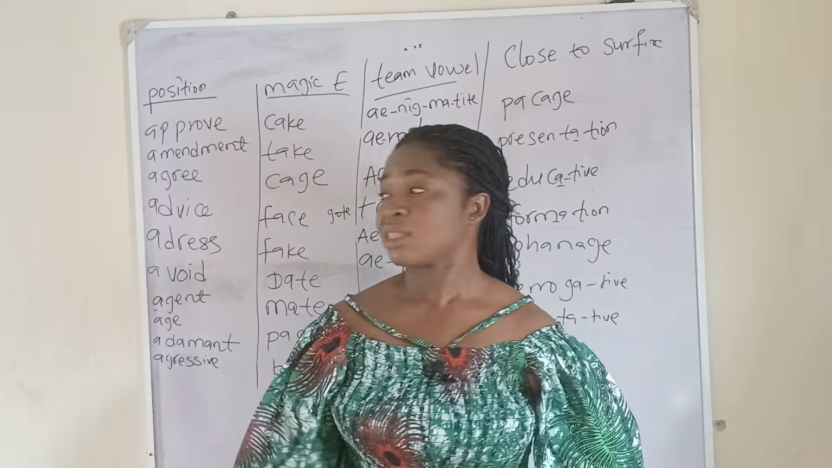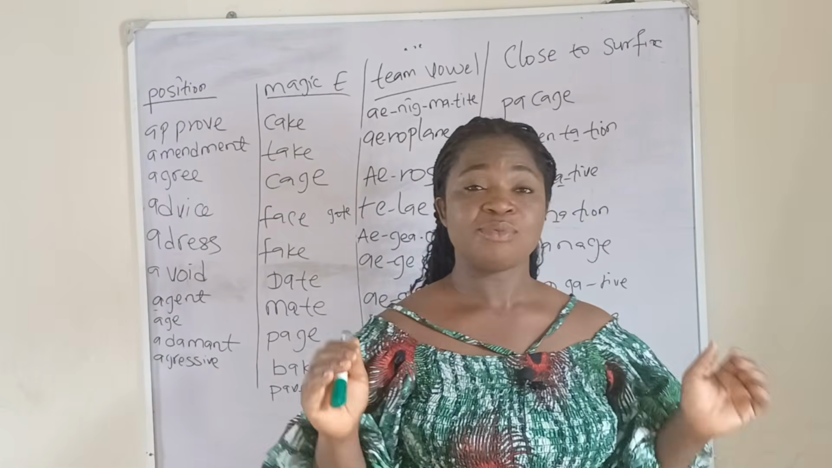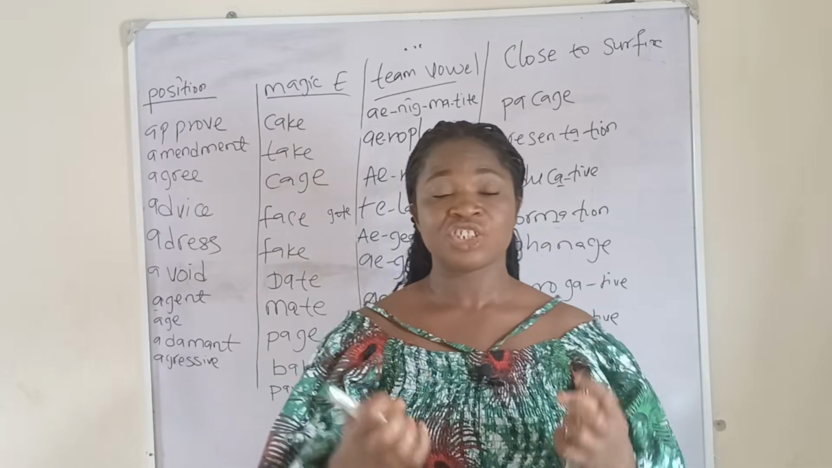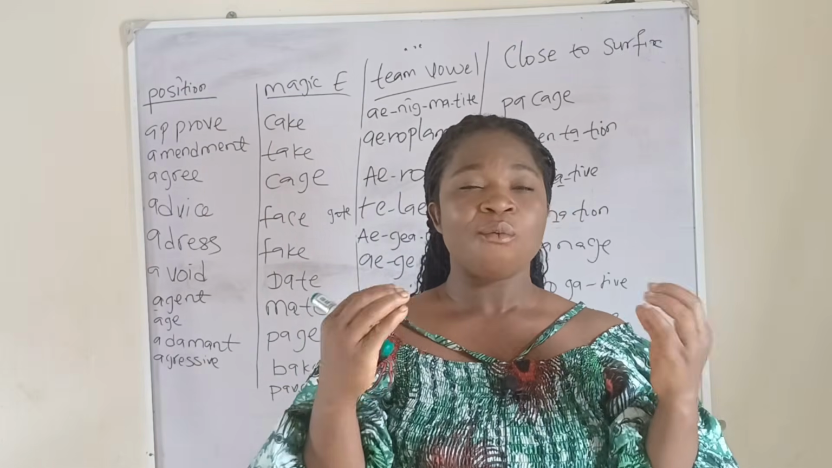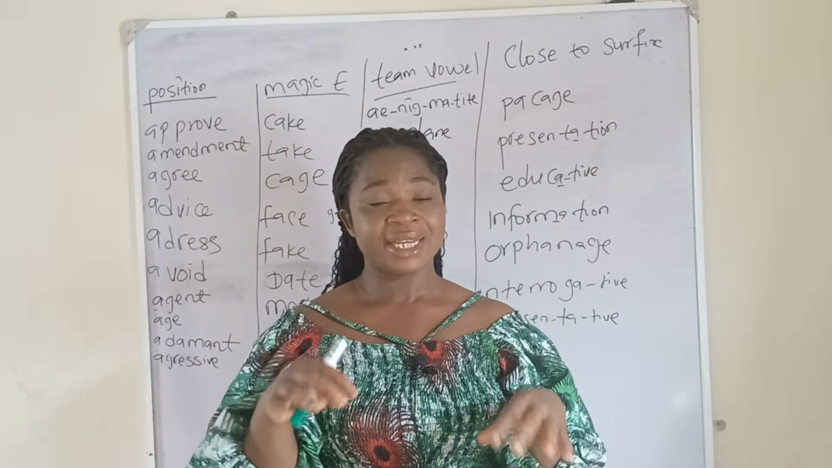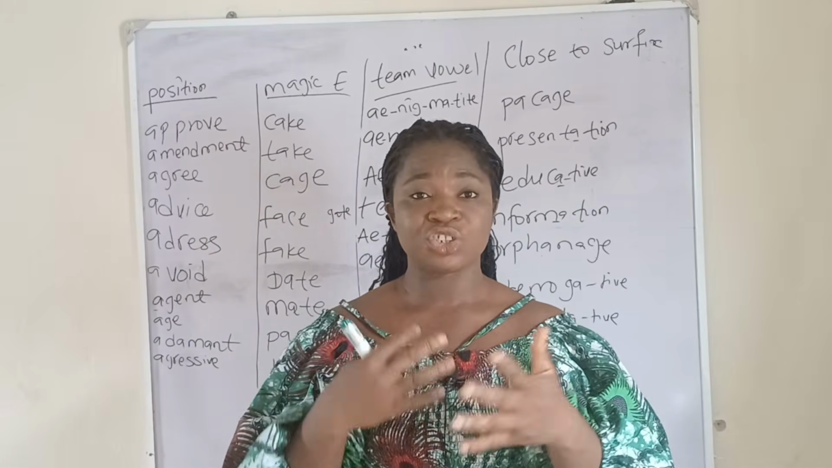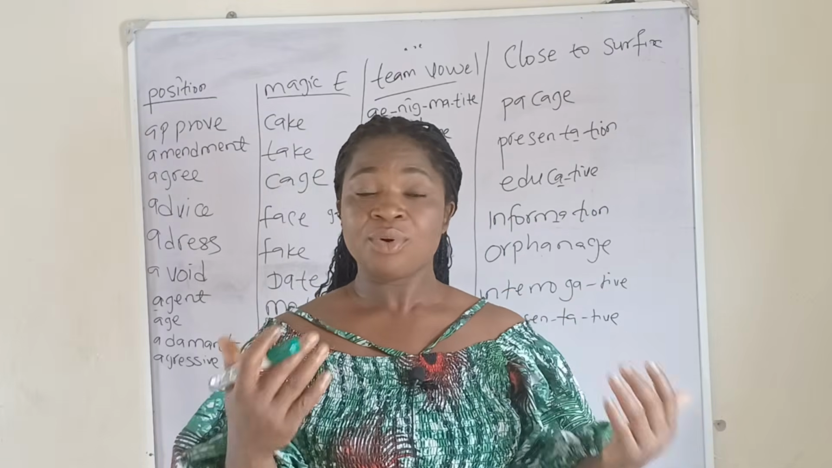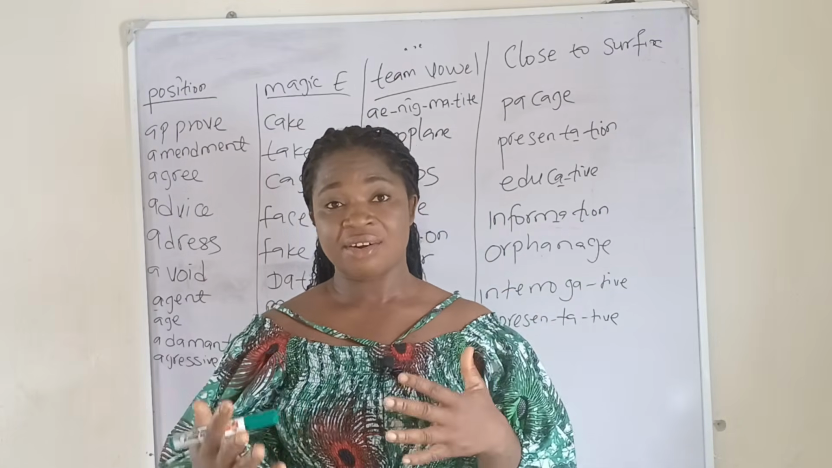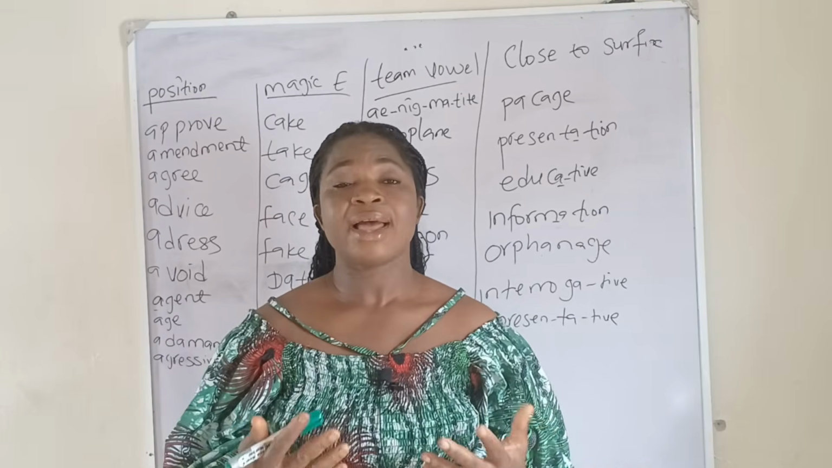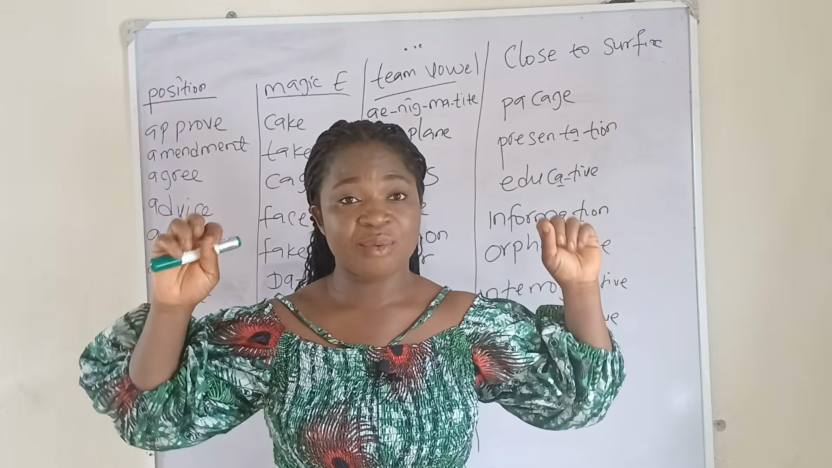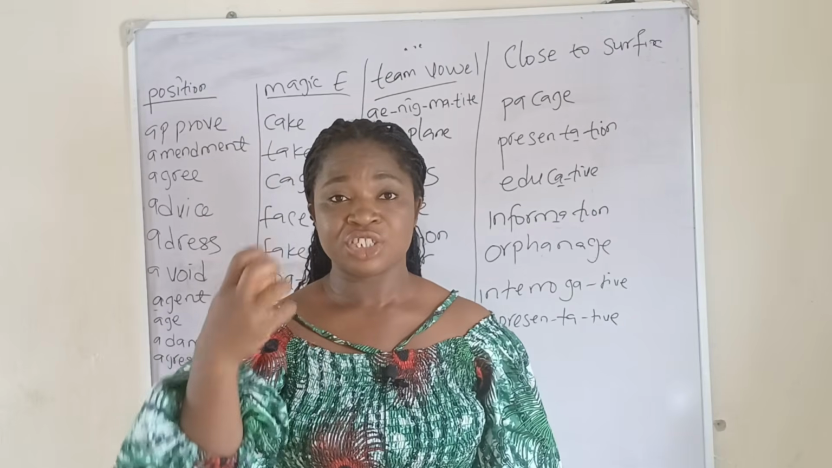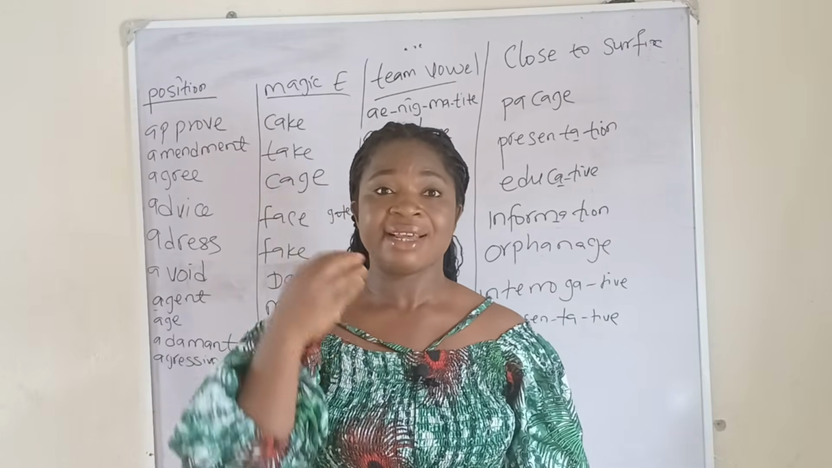The very first one is when A begins a word. In most cases, they go with the short form of the vowel sound. This doesn't mean that there are no words beginning with the letter A that carry the long vowel sound. But what I am trying to say is that most of the words that begin with the letter A go with the short form of the vowel sound.